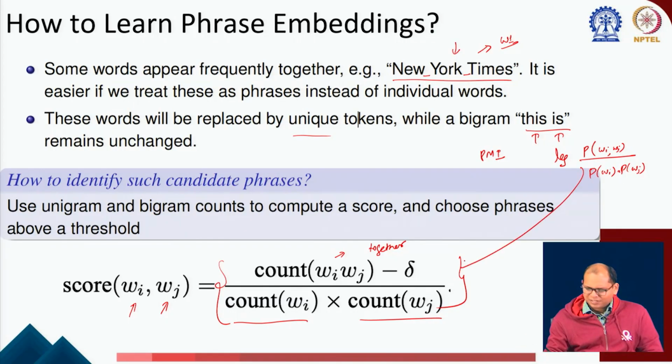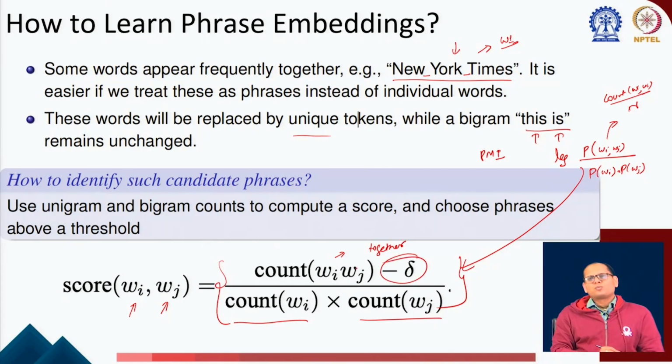So it looks very, very similar. Like probability, we finally compute as count of Wi, Wj divided by the number of documents and so on. Right. So it's very similar to PMI measure. There is no log, of course, because that's just a scoring way. And there is a minus delta. This just helps me account for very rare words.